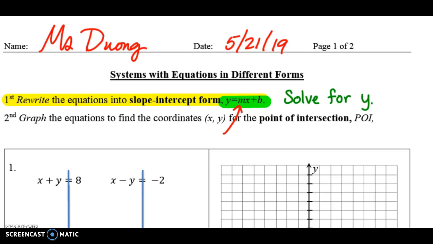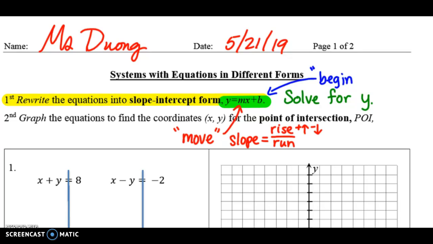So first you'll have to rewrite these equations into slope-intercept form, where m stands for move. That's our slope. It's either rising or falling, and it's rise over run. If it's positive, it rises. If it's negative, it falls. The b is what we call the begin point.